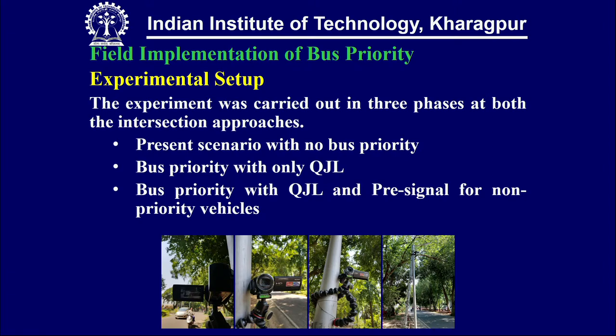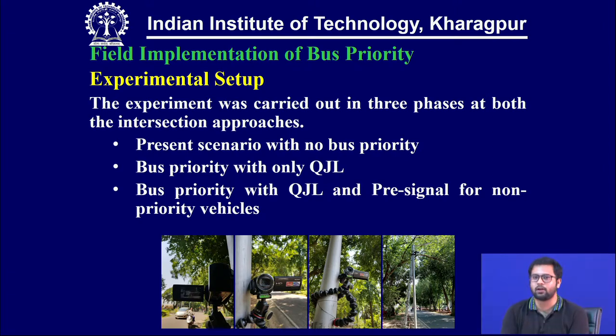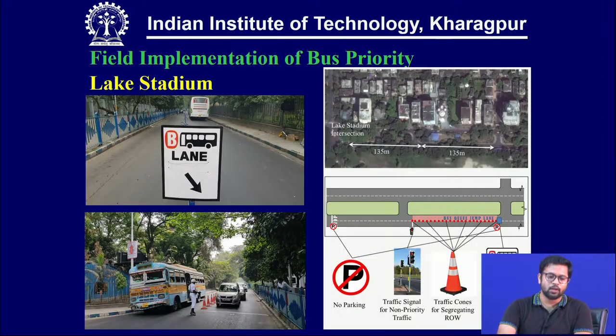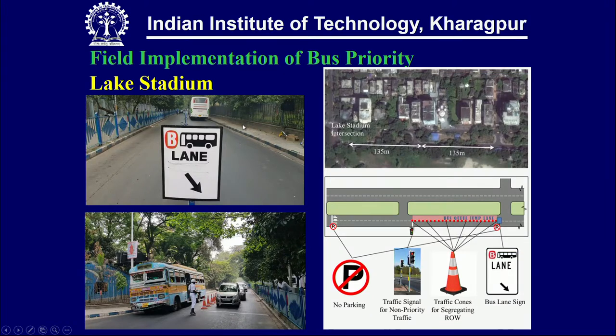We used a gorilla pod and a foldable ladder, which we can easily move in the car. And of course, we fixed it at about 4 to 5 meters height so that we can get the travel time data properly from the intersections. So this is the general setup. We took two different corridors. One is the Southern Avenue and Lake Stadium intersection, and another one is the Deshapriya Park intersection.